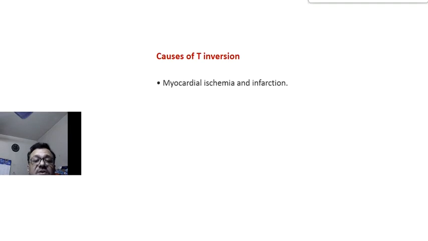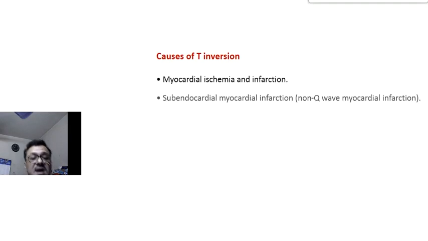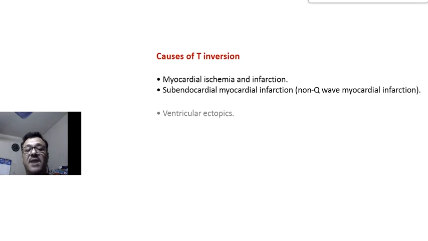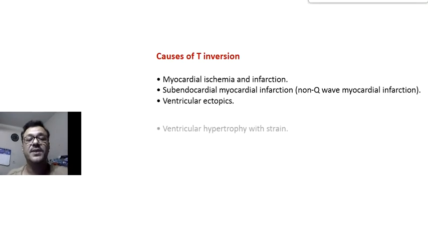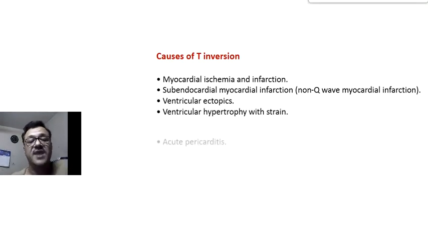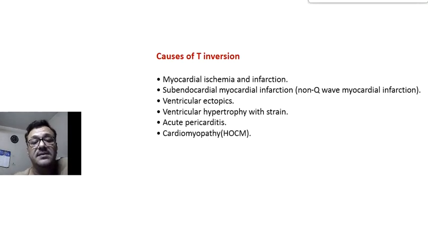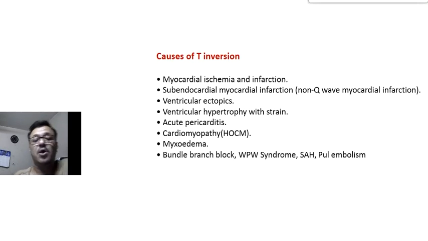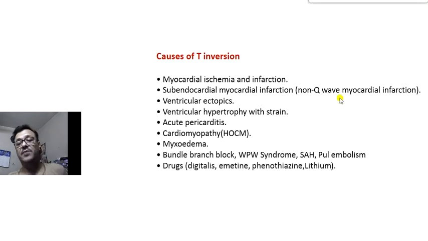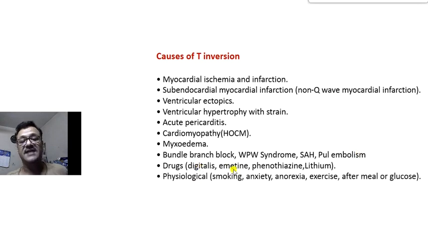Now the causes of T wave inversion: myocardial ischemia, infarction, subendocardial myocardial infarction, ventricular ectopic, ventricular hypertrophy with strain pattern, acute pericarditis, cardiomyopathy, myxedema, bundle branch block, WPW syndrome, subarachnoid hemorrhage, pulmonary embolism, drugs such as digitalis, imipramine, phenothiazine, lithium. Physiological causes: smoking, anxiety, anorexia, exercise, after meals, and glucose.